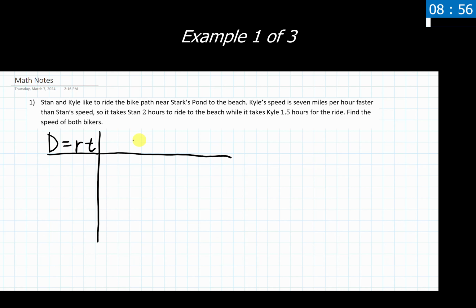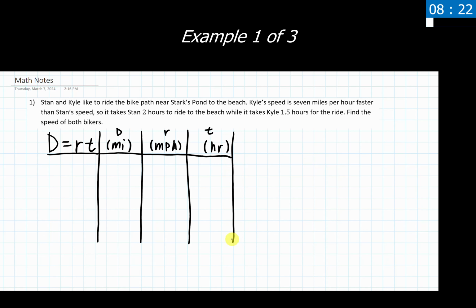So at the top of our table up here, we are going to list the distance as a column. We're going to list the rate as a column, and we're going to list the time as a column. Make sure you're including the units that go along with these. Miles for distance, miles per hour for the rate, and then the time is in hours. So fantastic. If you want to end the table here, you can do that. Don't have to, but it's something we can write in there.